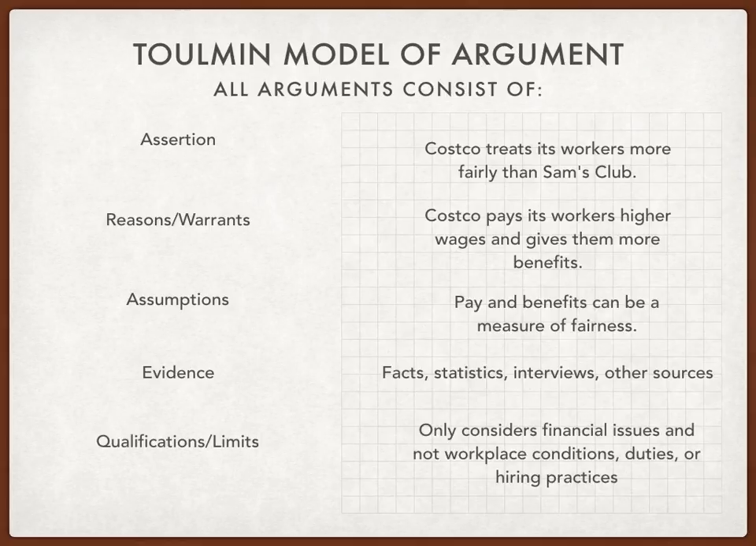The fifth part, however, is the qualification or the limits. It's important to recognize that any academic argument has limits, and acknowledging those limits is an important part of academic writing. For instance, this example argument has a limitation in that it only considers financial issues, and not workplace conditions, duties, or hiring practices. If, for instance, Sam's Club had more diverse hiring practices, or better workplace conditions, then it would be possible to make the opposite argument, that Sam's Club treats its workers more fairly.